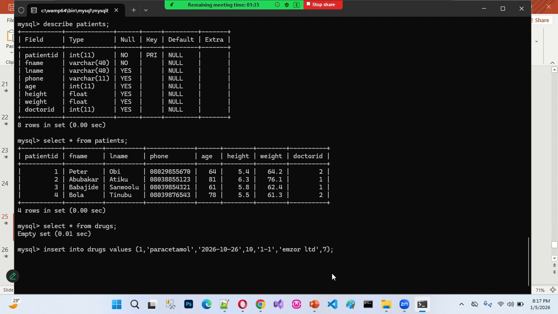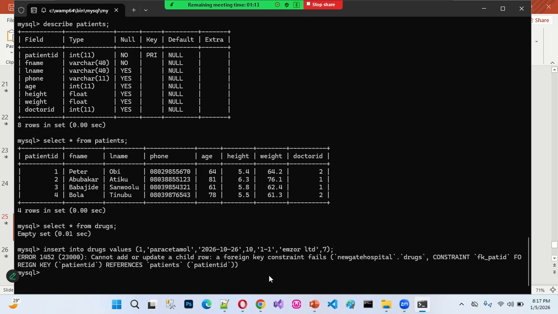And you see now. So here now, I'm saying input the drug record 1, paracetamol, expiry date, the quantity, the dosage is 1-1. This is the company. You are giving to patient 7. But if you look, the patient 7 record does not exist. This record must not work. Let's see what happened here now. I press enter key. Can you see?